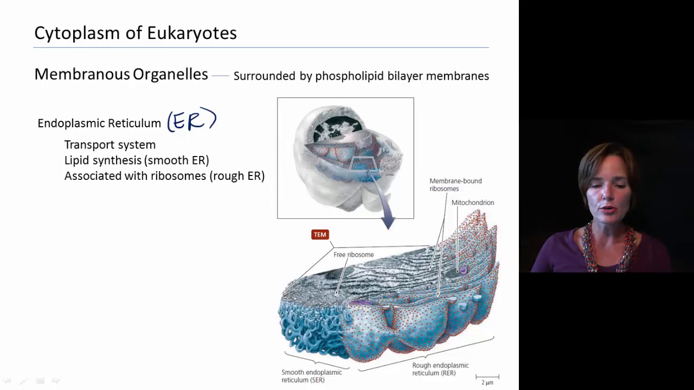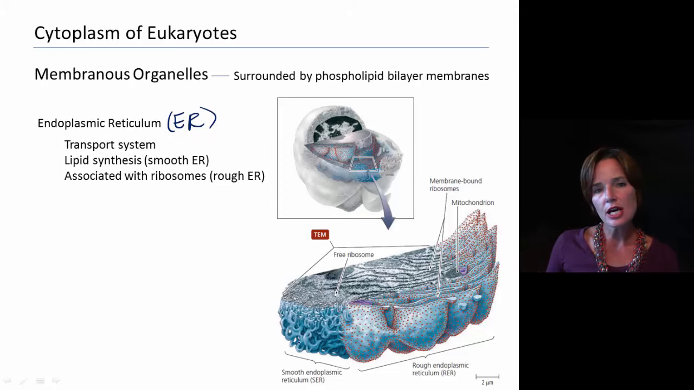The smooth ER, which is this portion here that doesn't have all the spots on the outside, is going to be responsible for lipid synthesis. So making of lipids, that would include fatty acids, triglycerides, maybe some steroids as well.